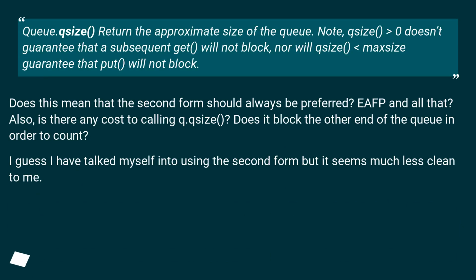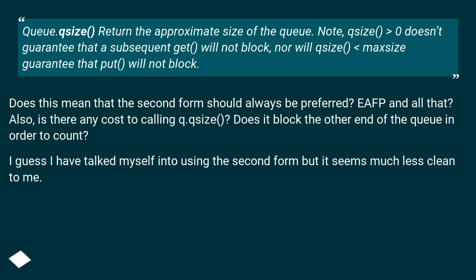Queue.size returns the approximate size of the queue. Note, size greater than 0 doesn't guarantee that a subsequent get will not block, nor will size less than max size guarantee that put will not block. Does this mean that the second form should always be preferred?